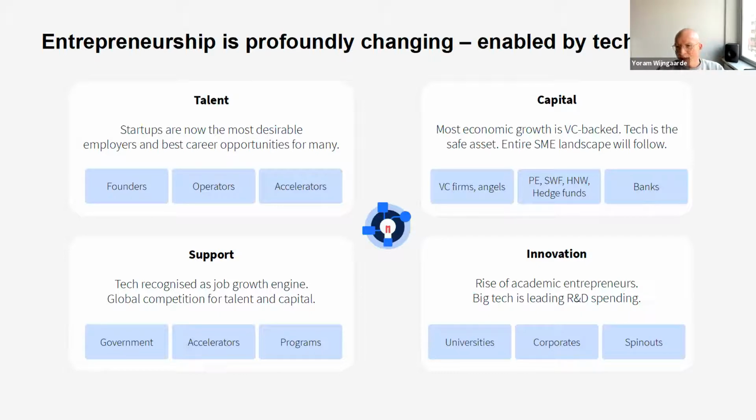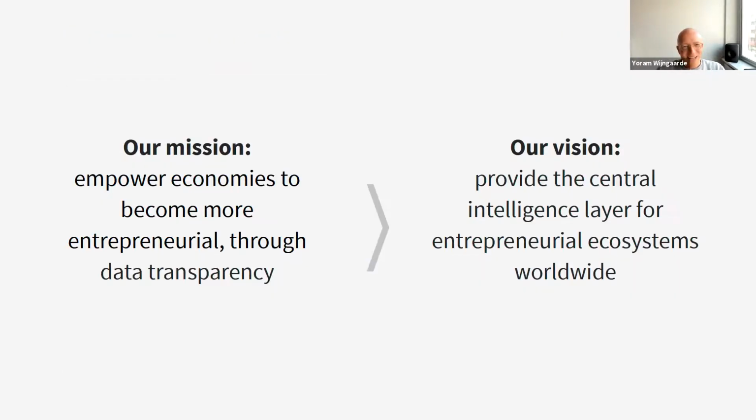So next slide, please. Our mission at Dealroom is to help economies become more entrepreneurial and to do that through data transparency. And our vision is to be the central intelligence layer for those ecosystems. So what do we mean by an intelligence layer?